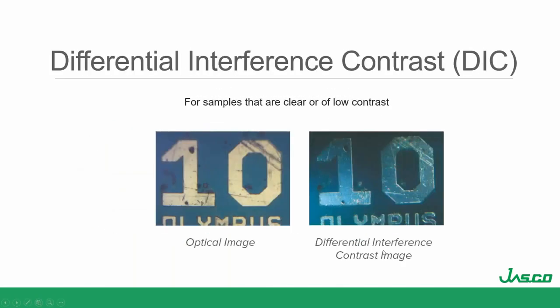Another is differential interference contrast. If you have samples that are clear or have really low contrast and are difficult to see, you can use this to really get the pictures to pop.